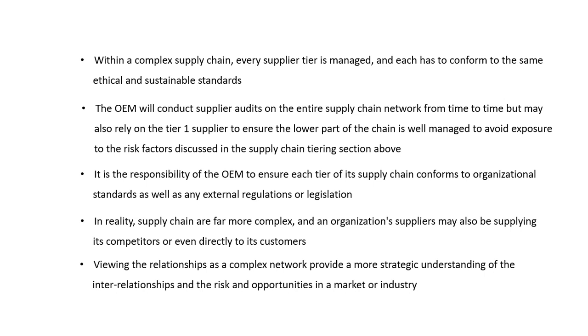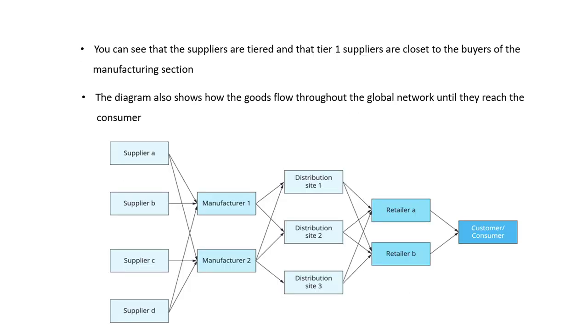In reality, supply chains are far more complex, and an organization's suppliers may also be supplying its competitors or even directly to its customers. Viewing the relationships as a complex network provides a more strategic understanding of the interrelationships and the risks and opportunities in a market or industry. You can see that the suppliers are tiered and that Tier 1 suppliers are closest to the buyers of the manufacturing section. The diagram also shows how the goods flow throughout the global network until they reach the consumer.